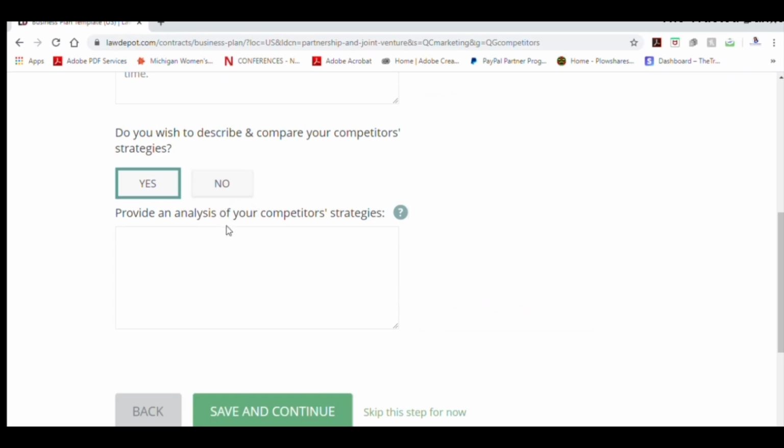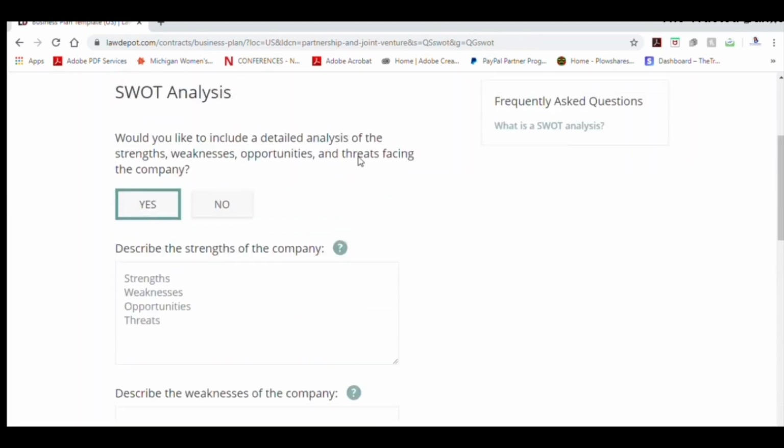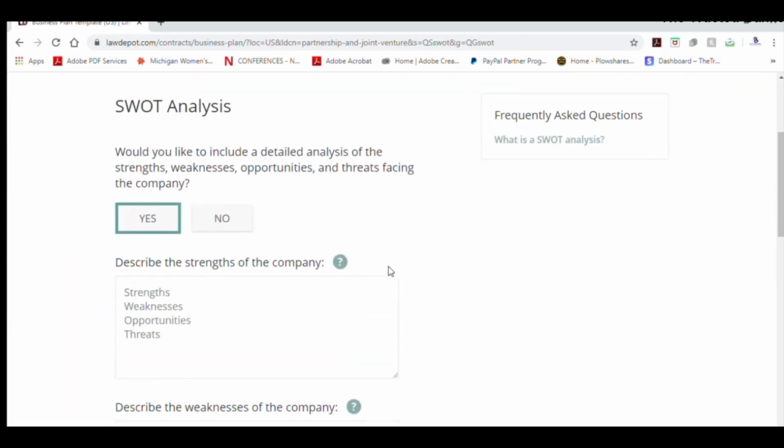So you want to provide an analysis. Again, the more information you provide, the stronger your business plan, and the more your lender or financer can know that you've done the research necessary, your business plan is strong, and they can go and advocate for you internally for your business loan. So we're going to say no right here because I don't want to have to make up all that stuff, but definitely want to think about it.